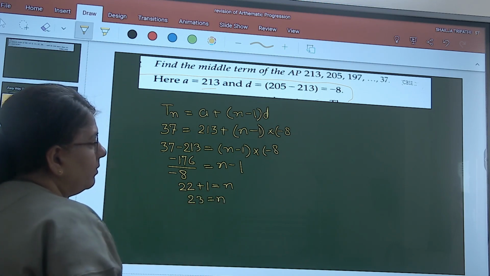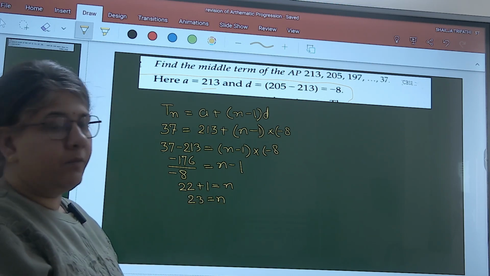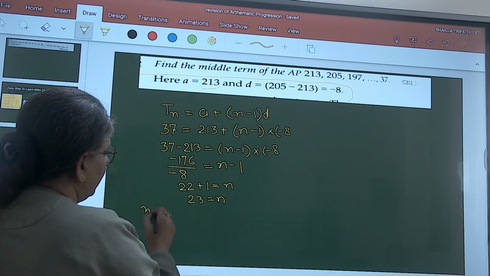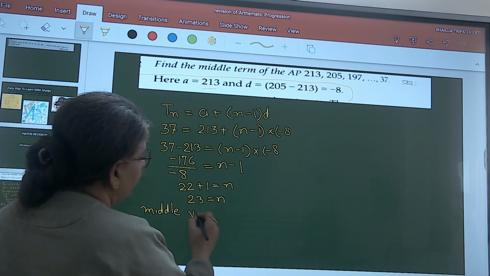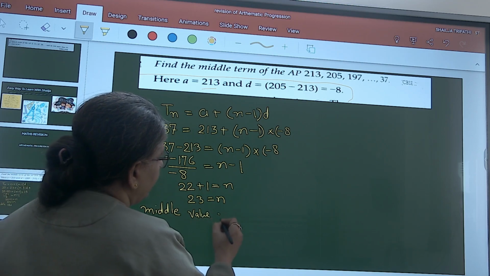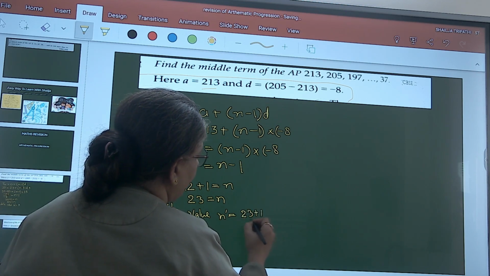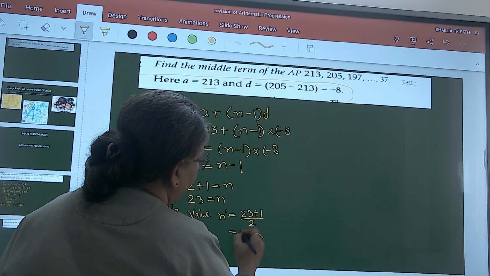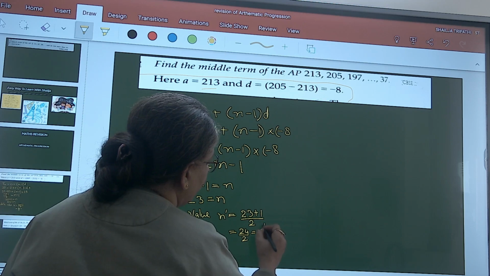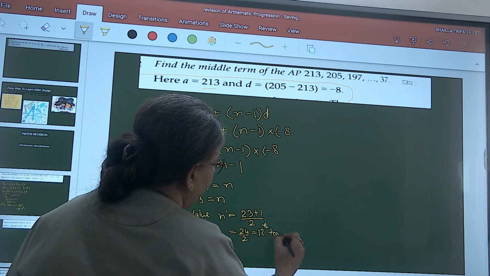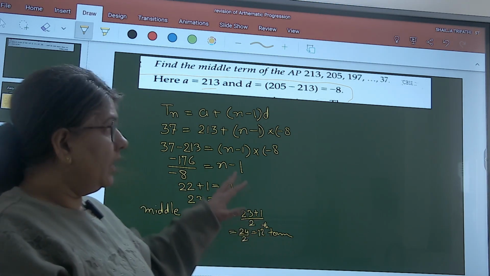And we have to find the middle term. So if the number of terms is 23, the middle value, that is n dash, will be (23 plus 1) upon 2. That is 24 upon 2, that is the 12th term. The 12th term will be the middle term. So the 12th term is the middle term.